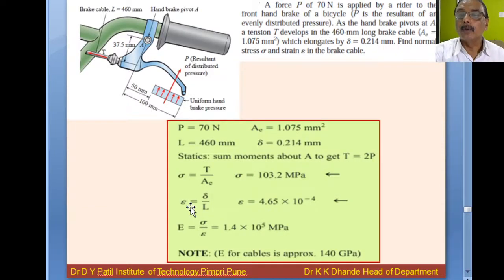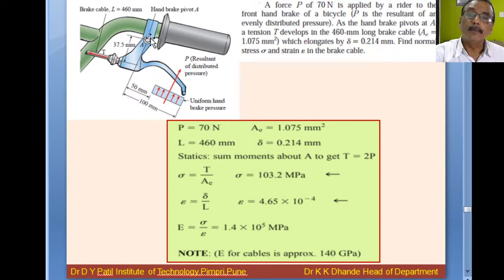So now here we will note down the given data. P is equal to 70 Newton. The cross-sectional area of this cable, shown in red color, is 1.075 mm square. The length of the cable is 460 mm, which is also mentioned in the figure. Delta is equal to 0.214 mm. Now, this lever is operated about the point A. You have studied moments. Now listen here.